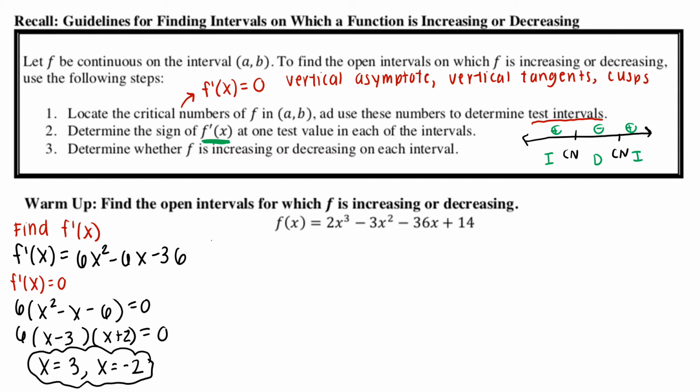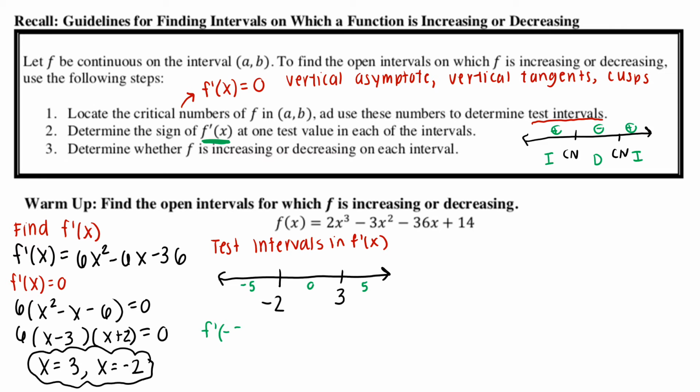Our final step was to test our intervals in f prime of x. This is where we set up that number line, plotting our negative 2 and our 3, and then plugging in one value in each test interval. So let's plug in something like a negative 5, a 0, and a positive 5. Yesterday I typically plugged into standard form. Today I'm going to try plugging in to factored form to see if that's a little bit easier to determine our sign. So let's look at f prime of negative 5.